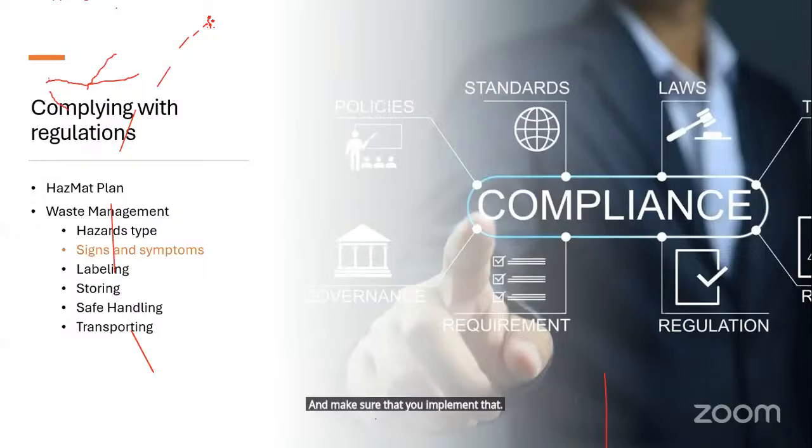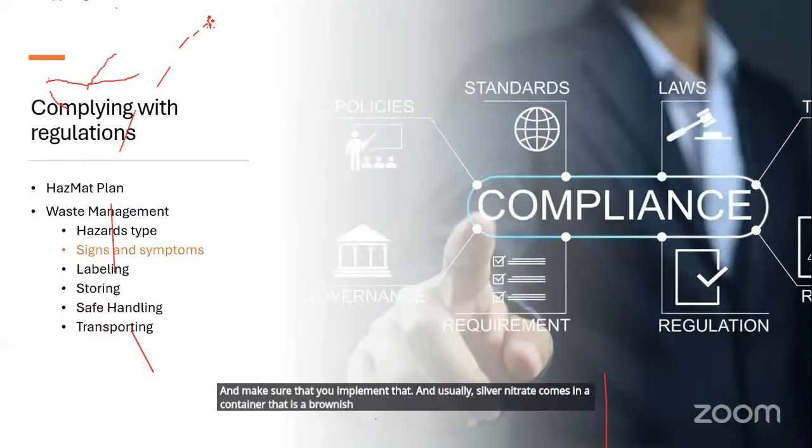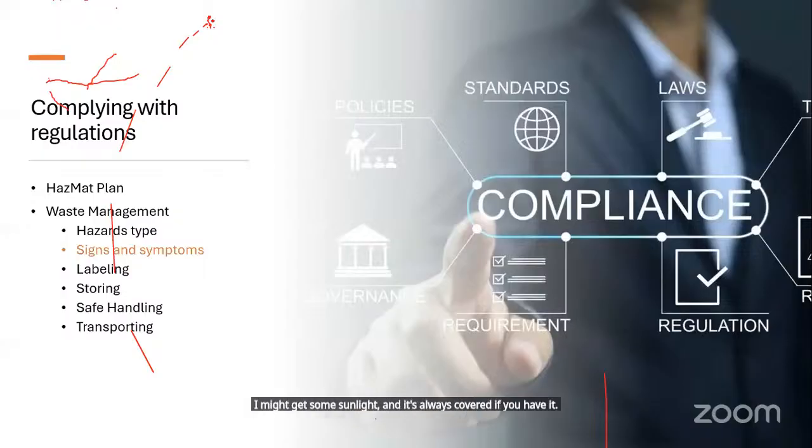And usually, silver nitrate comes in a container that is a brownish color, but it might still get some sunlight in it. So always cover it. If your room has enough sunlight, cover it with aluminum foil, for example. Aluminum foil will prevent direct sun exposure. So try to follow what's written in the safety data sheet and what's written in the label.